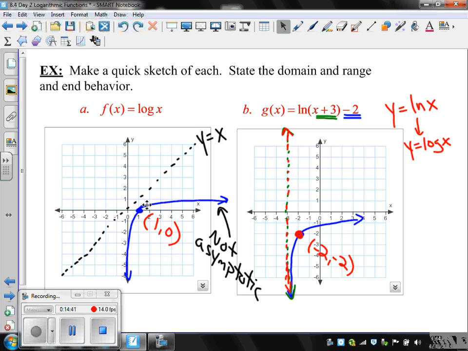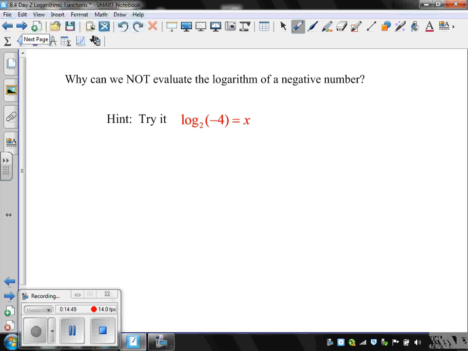Log base 2 of -4, excuse me, equals x. Well, if I change this to exponential form, I'm just going to do that rather quickly. 2 to what power is going to give you negative 4? Is there anything you can think of that you can raise 2 to that gives us negative 4?